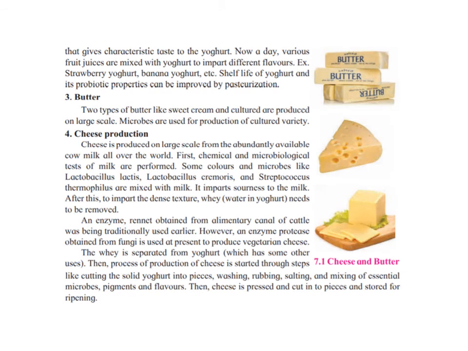The next product that we are learning is butter. Two types of butter, sweet cream and cultured, are produced on a large scale. Microorganisms are usually used for the production of the cultured variety. Cheese production: cheese is produced on a large scale from available cow milk all over the world.